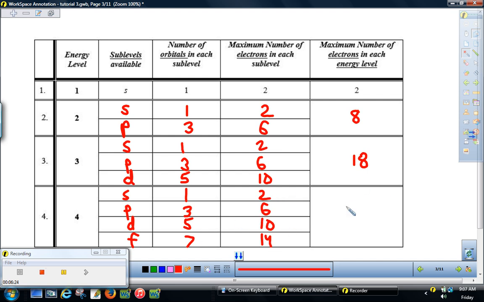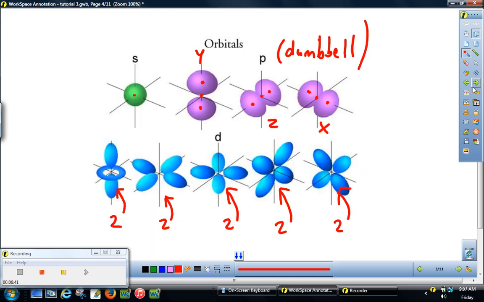And so if we add it together, 2, 6, 10, 14 adds up to 32. So energy levels 4, 5, 6, 7 can hold up to 32 electrons. In theory, energy levels 5, 6, 7 can hold even more, but we don't have any atoms that have more than 32. So what does the F look like?